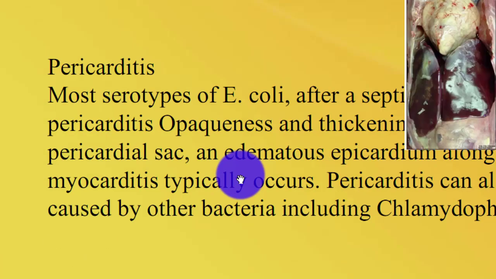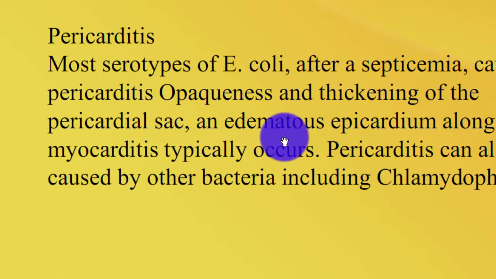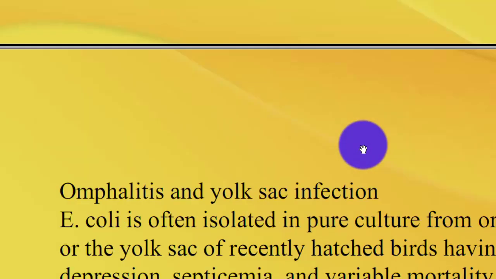Pericarditis. Most serotypes of E. coli after septicemia cause pericarditis. Opaqueness and thickening of the pericardial sac and edematous pericardium along with myocarditis typically occur. Pericarditis can also be caused by other bacteria, including chlamydia species.